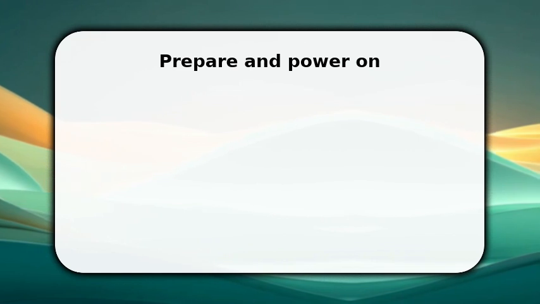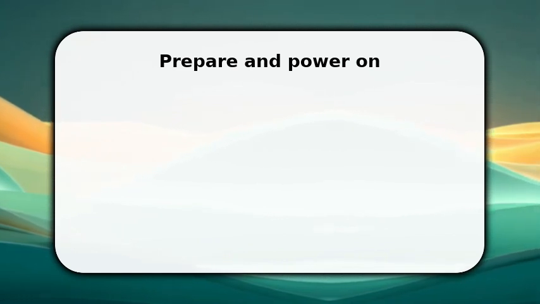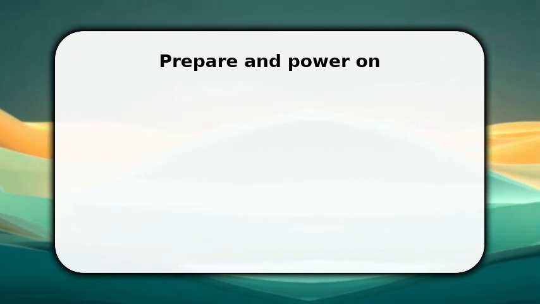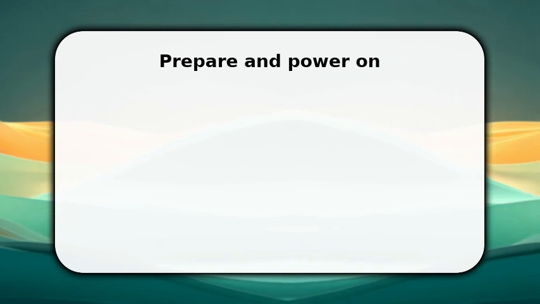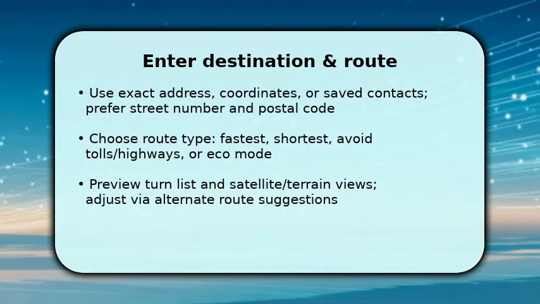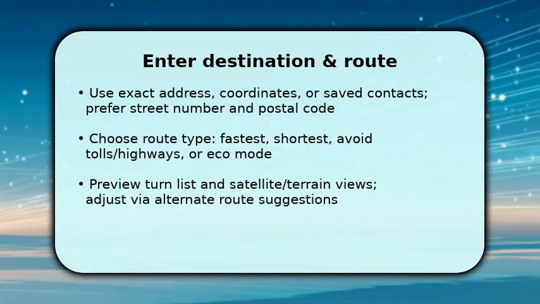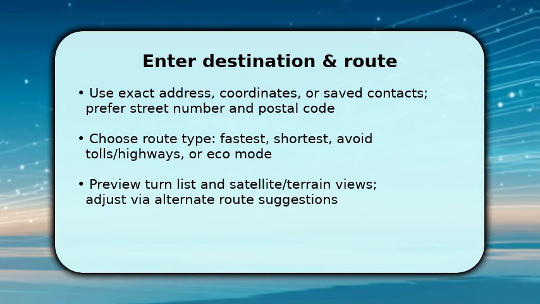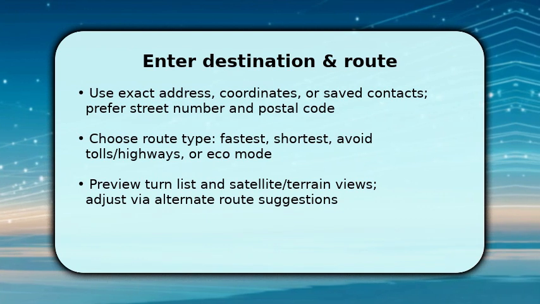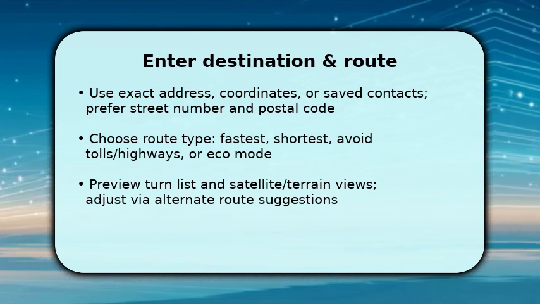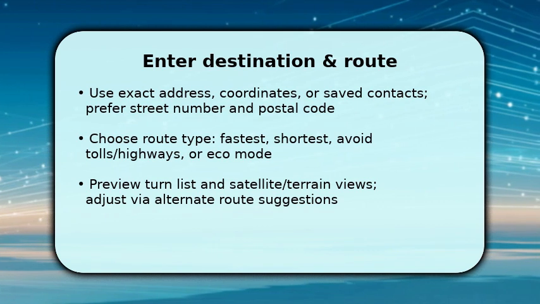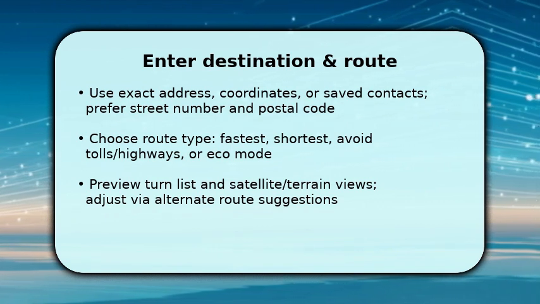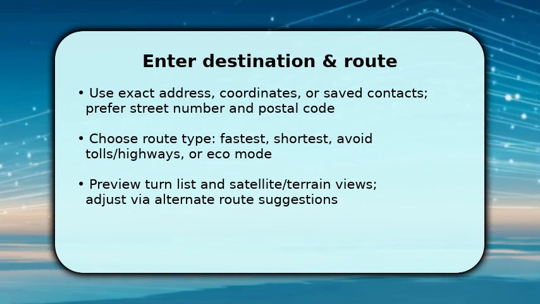While the device boots and downloads, open the destination input so you can enter the address or select a saved place immediately. You now enter the destination using the most precise option available, address, coordinates, or a contact entry, because precision prevents wrong turns. After input, pick a routing profile, fastest versus shortest, or avoid tolls and highways. Each choice changes the route logic.